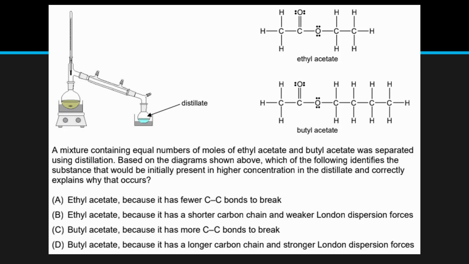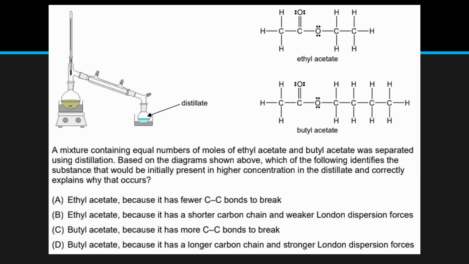Our next question says a mixture containing equal numbers of moles of ethyl acetate and butyl acetate was separated using distillation. Based on the diagram shown above, which of the following identifies a substance that would be initially present in higher concentration in the distillate, and correctly explain why that occurs?